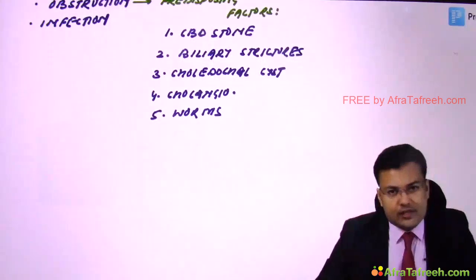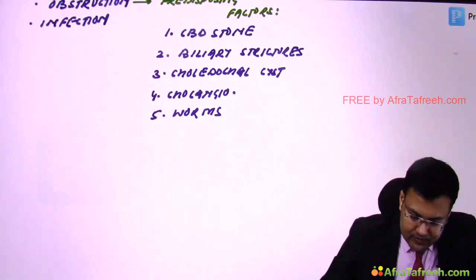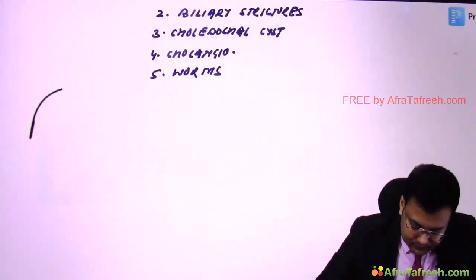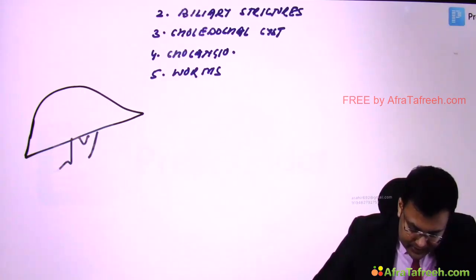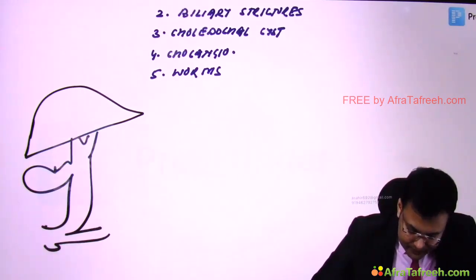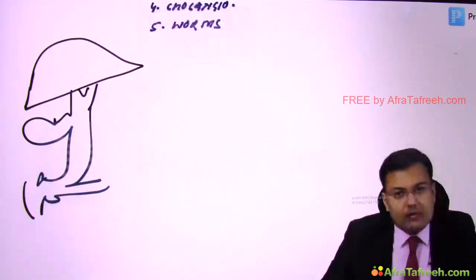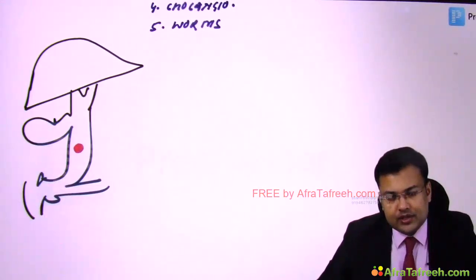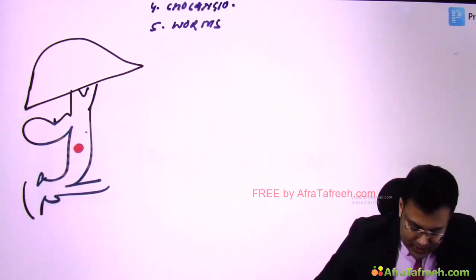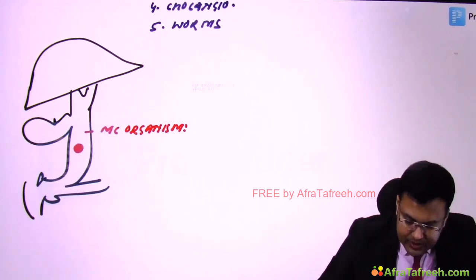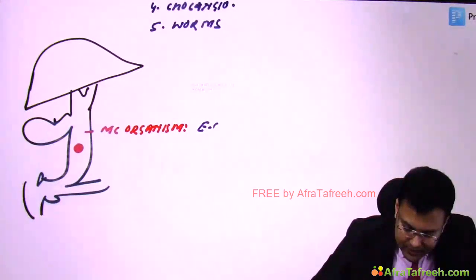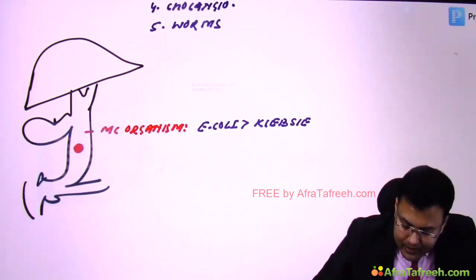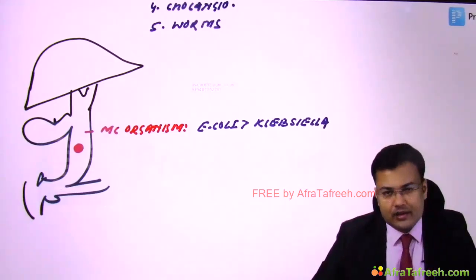Now what is the pathophysiology? It's very easy to understand. See this diagram. Here, the most common predisposing factor is CBD stone. Because of this CBD stone there is obstruction and there is infection. Question: what is the most common organism responsible? The most common organism responsible is E. coli, followed by Klebsiella. Right? Now see the problem.